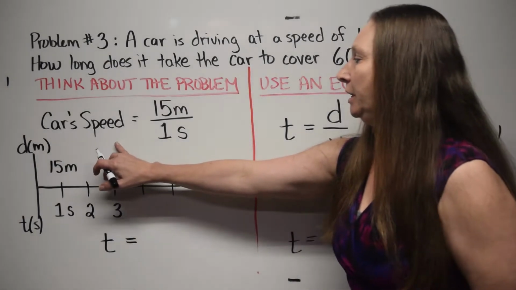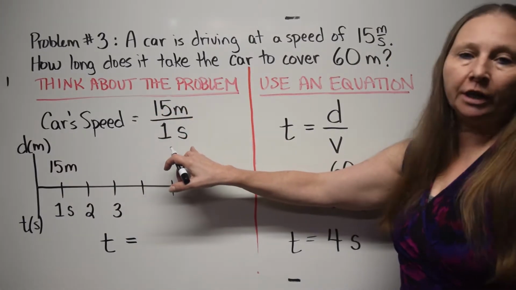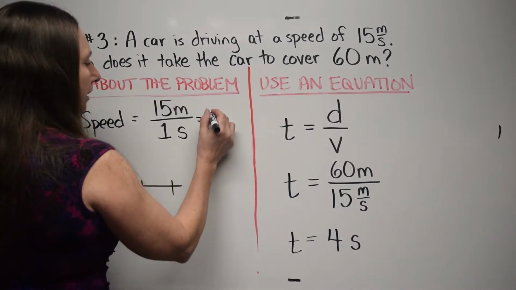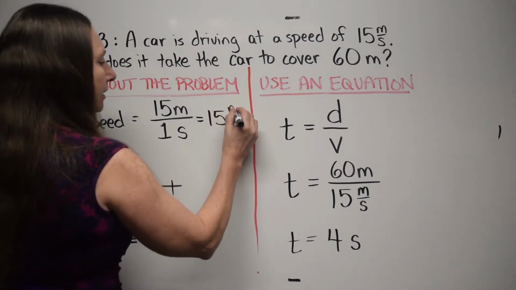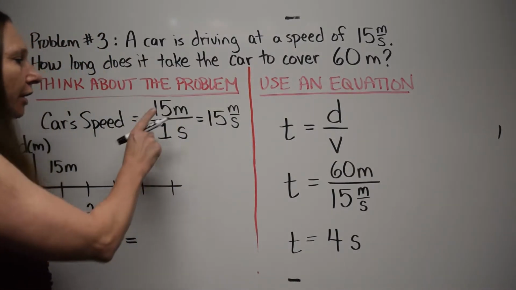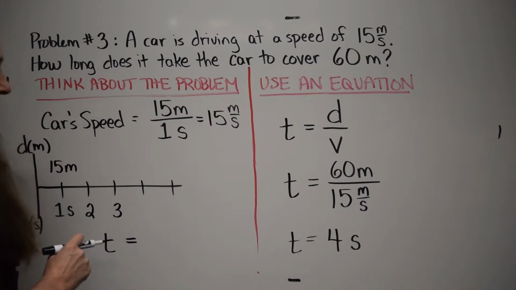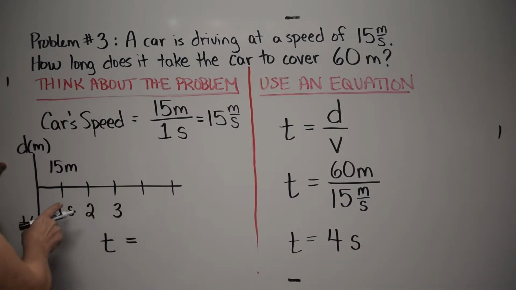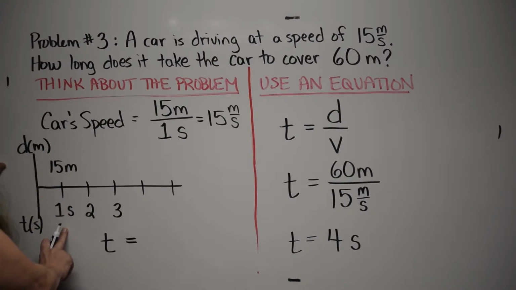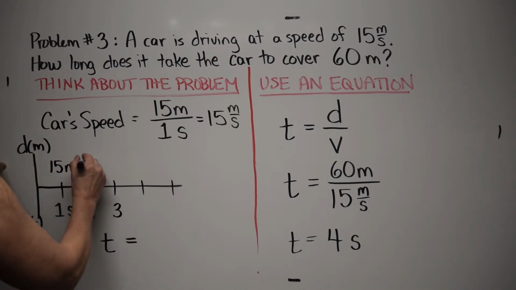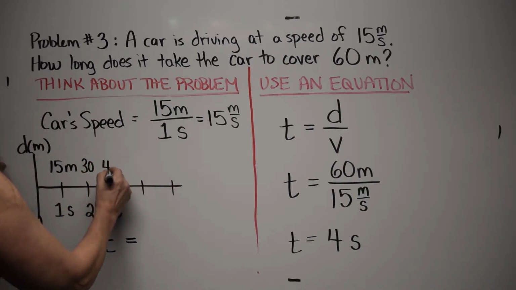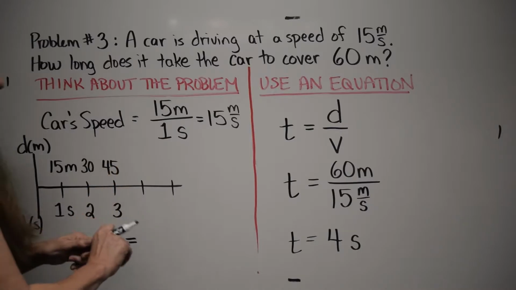So the car's speed is 15 meters per each 1 second. Right, that's 15 meters per second. That's what it means. Every 1 second that goes by, the car covers another 15 meters. So we can do this on a number line. The car covers 15 meters in 1 second. That means in 2 seconds, the car would cover 30 meters. In 3 seconds, the car would cover 45 meters.